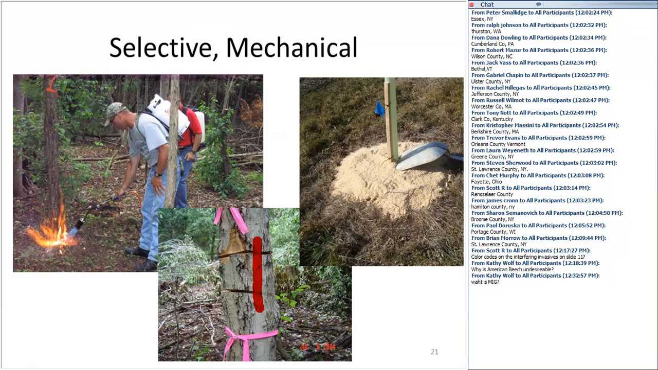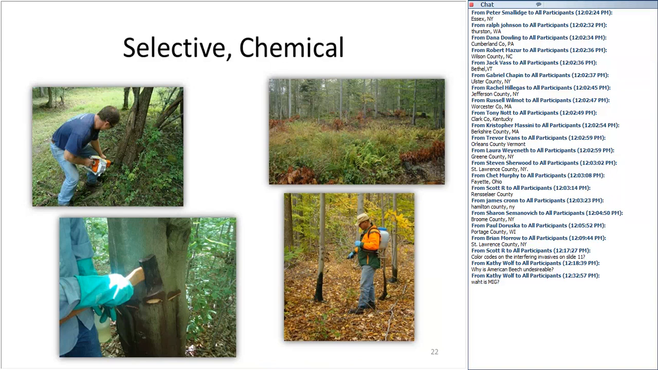And then things like mulch, that's probably broadcast, right? Any plants that were inside the zone of that mulch were going to be impacted. So that's really a small-scale broadcast mechanical, but I think you get the idea. And then finally, selective chemical, things like drill and fill, hack and squirt, or basal bark. Those are all selective chemical. So selective means you pick a plant, and broadcast means you pick an area and you treat the area.